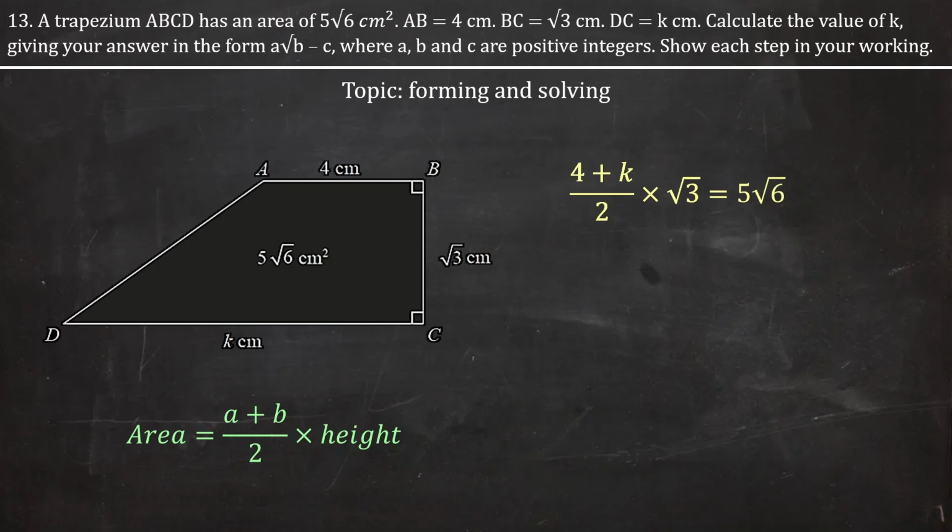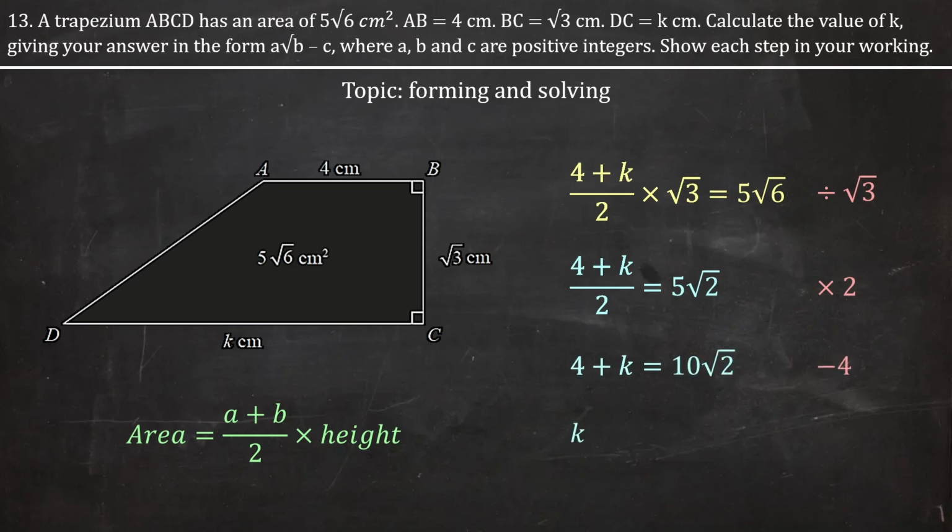Now it's a complicated-ish solving, but not really. It's also a calculator paper, so you can just use your calculator to help you. We need to get rid of everything and make k the subject of the formula. So first I'm going to divide by root 3, which will give me 4 plus k over 2 equals 5 root 6 divided by root 3. You can actually divide the numbers inside of the surds, which is 5 root 2. Then I'm going to times both sides by 2. That will give me 4 plus k equals 10 root 2. Then I'm going to take away 4 from both sides, and that gives me k equals 10 root 2 minus 4.